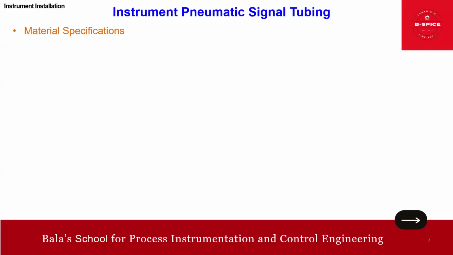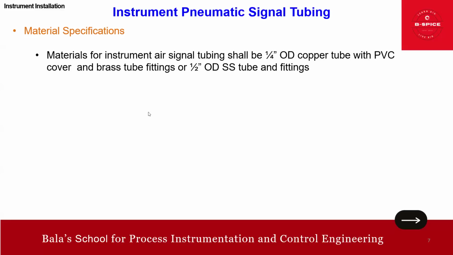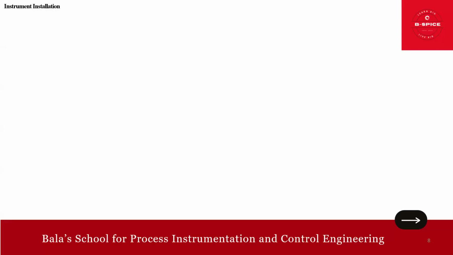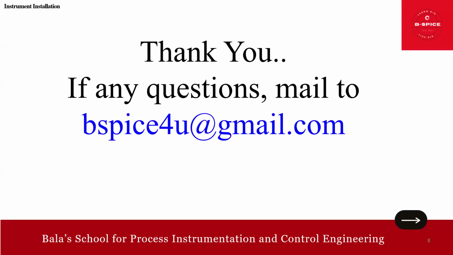And of course, on the material specification, air signal tubing shall be quarter-inch copper tube with PVC cover and brass fitting, or half-inch SS OD tube and tube fittings. And here also we have to use Teflon tape or liquid thread sealant for sealing pipe threads. So this is just a simple note I wanted to give you, friends, on instrument air tubing and pneumatic signal tubing. Yeah, that's all I have for this.